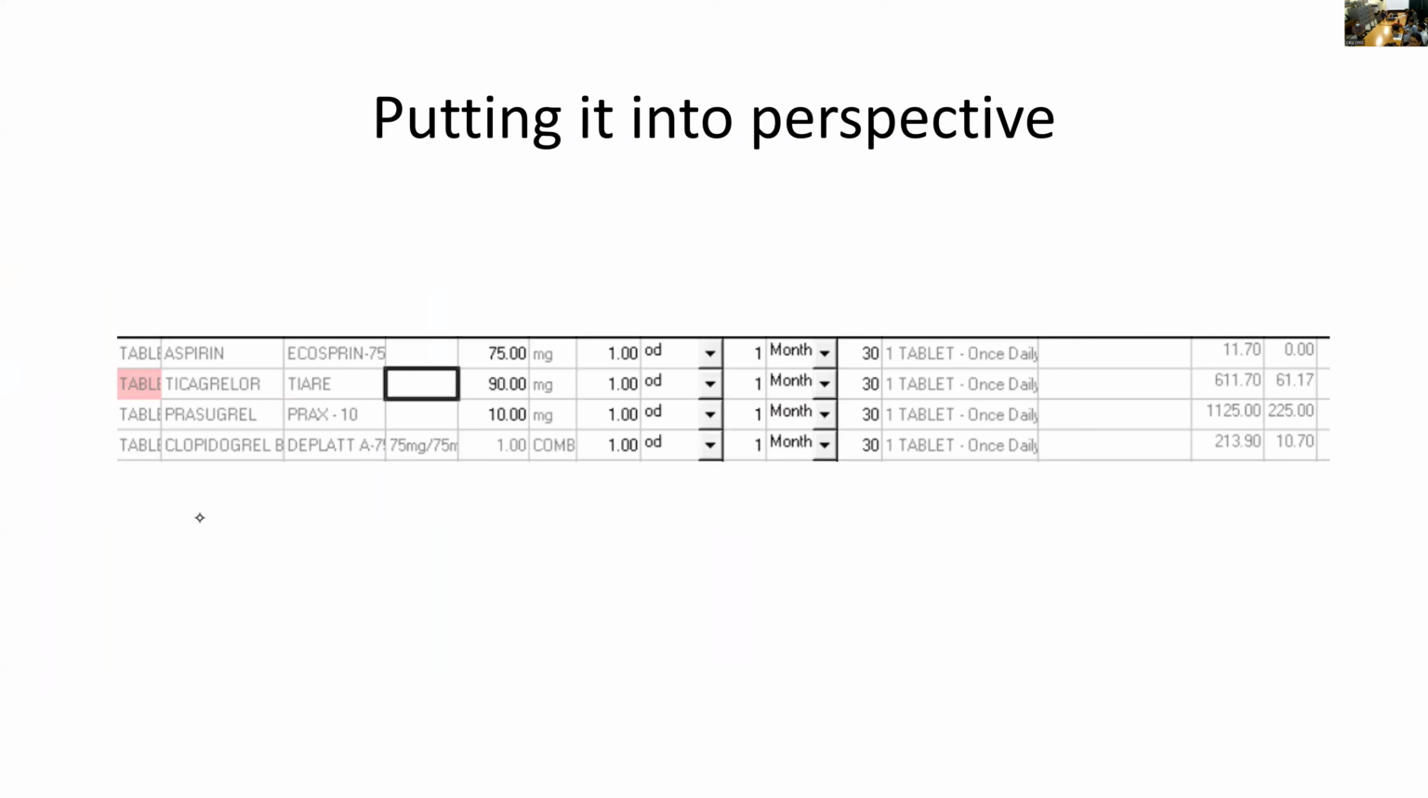So I just put the costs here. If you were to use aspirin plus ticagrelor or prasugrel, this is for 1 month. If you're using prasugrel, it would come to about 1,140 rupees. If you're using ticagrelor, it will come up to 622 rupees per month. Normally, what we end up doing at this point in time is about 200 rupees.